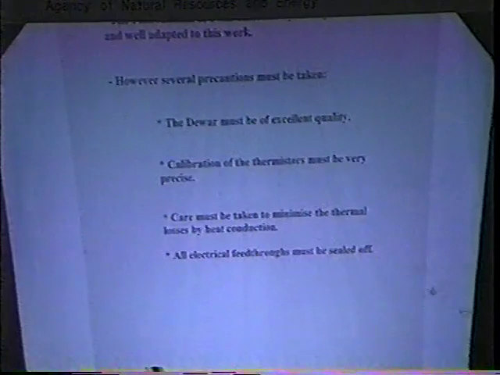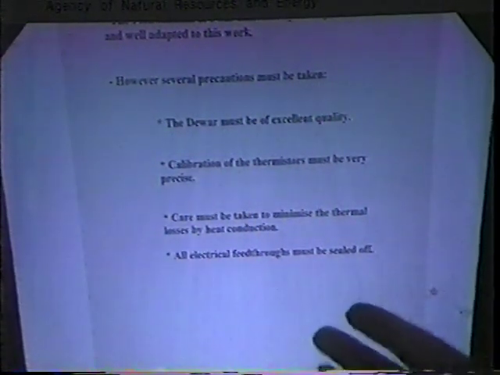The dewar must be of excellent quality to have only radiation losses, no conduction losses, otherwise it will not work. Calibration of the thermistor must be very accurate because you are measuring different steam temperatures and forced power. Great care is taken to minimize the thermal losses by heat conduction, which would also destroy your calibration. And the electrical feed-throughs must be very well sealed, otherwise you will lose water through the feed-through.